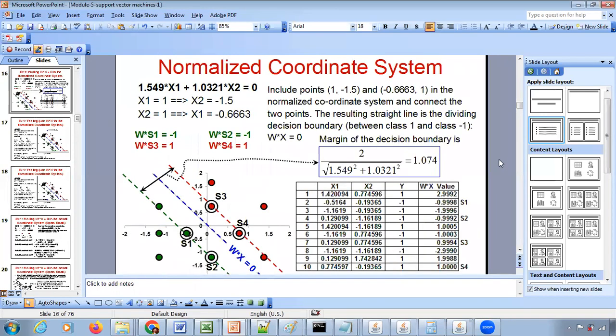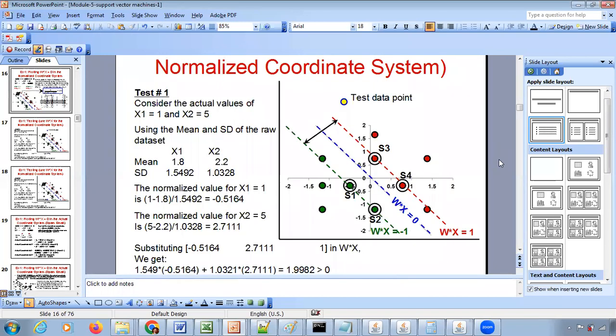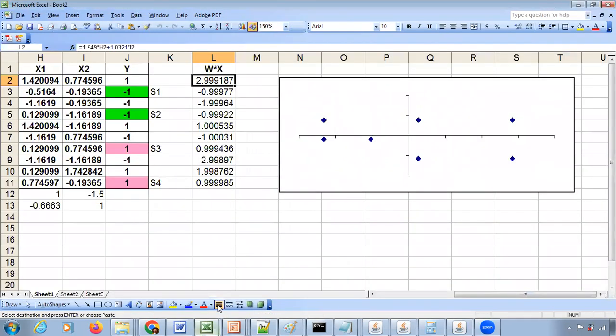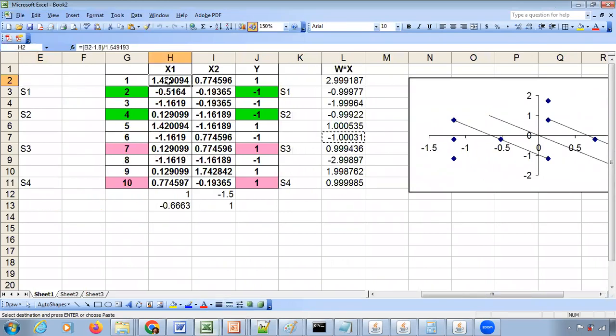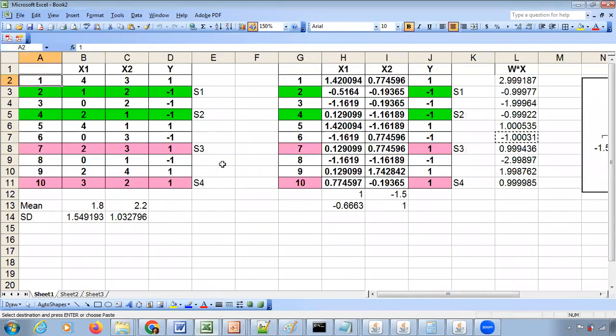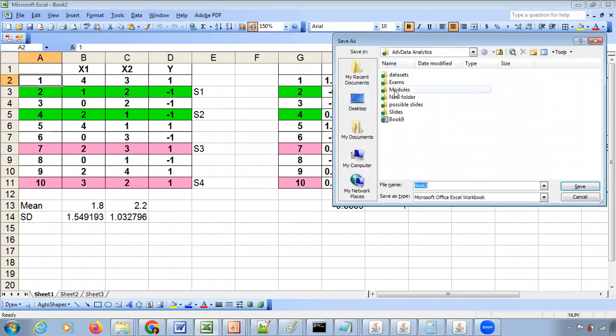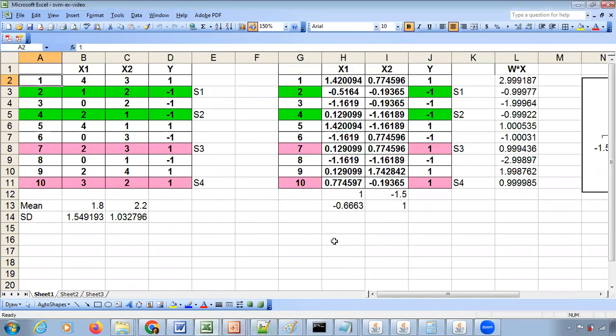So since we have the case so far in the normalized coordinate system, we need to convert the test data point to a normalized data point, and then go through the testing process. Because remember, all these things that we had here are normalized values of the actual data points. Let me save this. Okay. So this is a spam email case.